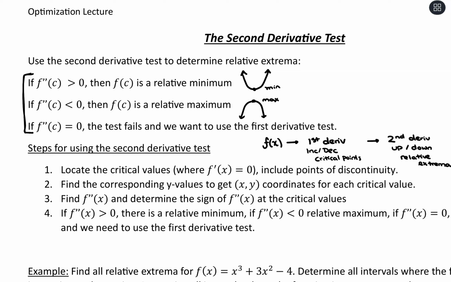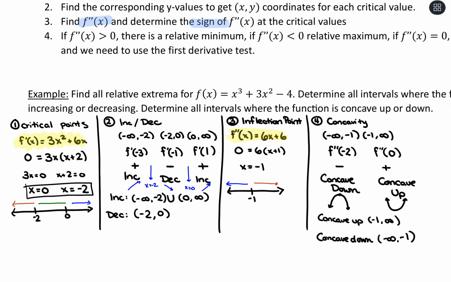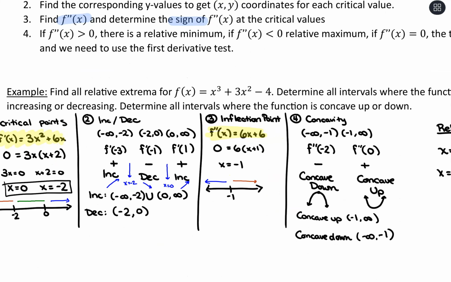Okay, so found our critical values for the relative extrema, evaluate the second derivative, and determine the sign. And with that, we can define our relative extrema. We could also define intervals of concave up or concave down.